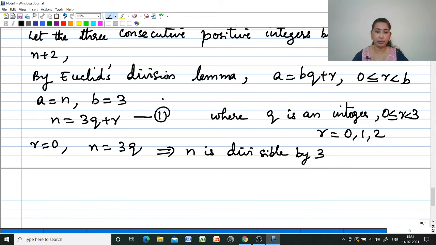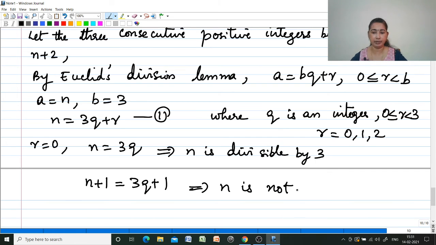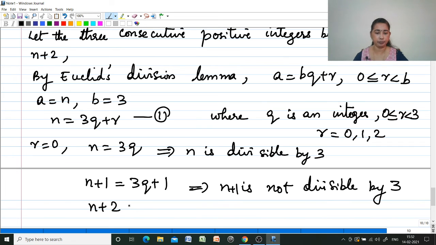Then what about n plus 1? At the same time, n plus 1 is equal to 3q plus 1. So what happens? That means n plus 1 is not divisible by 3. Same way n plus 2, that is 3q plus 2. So n plus 2 is not divisible by 3 again.